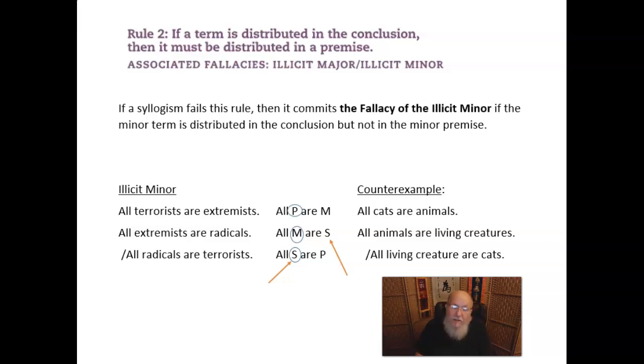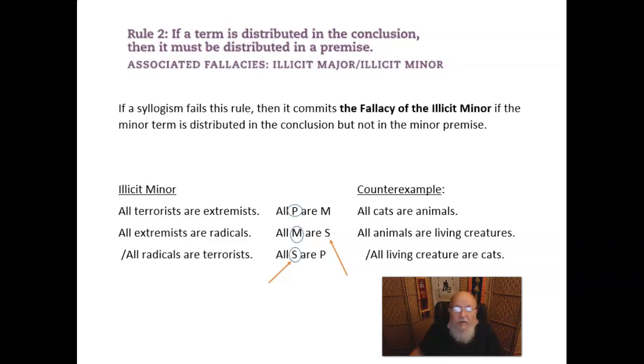Why? Because it's possible that something might be true of part of a class, but still might not be true of the entire class we're talking about in the conclusion. This means that the conclusion is making a stronger claim than the premises will support. If a syllogism fails this rule, then it commits the fallacy of the illicit major if the major term is distributed in the conclusion but not in the major premise, and the fallacy of the illicit minor if the minor term is distributed in the conclusion but not in the minor premise.